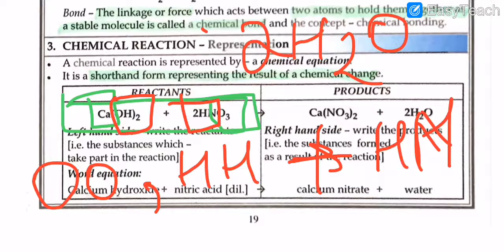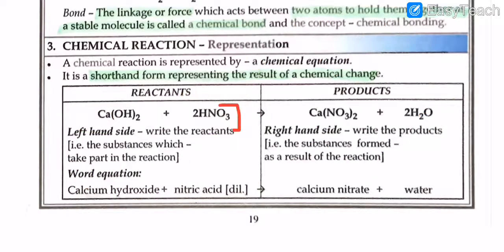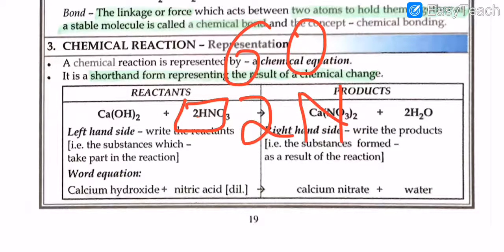That's right. So you get a total of 6. How? Because in this case again, you can see oxygen has 3 atoms, 3 into 2, 6 atoms of oxygen. And how many atoms of nitrogen? 2. 2 atoms of nitrogen. So therefore, when you do whole twice, that means 2 atoms of nitrogen and 6 atoms of oxygen, because 3 into 2 equals to 6. So therefore the equation is completely balanced, and this is the shorthand form representing the result of a chemical change.